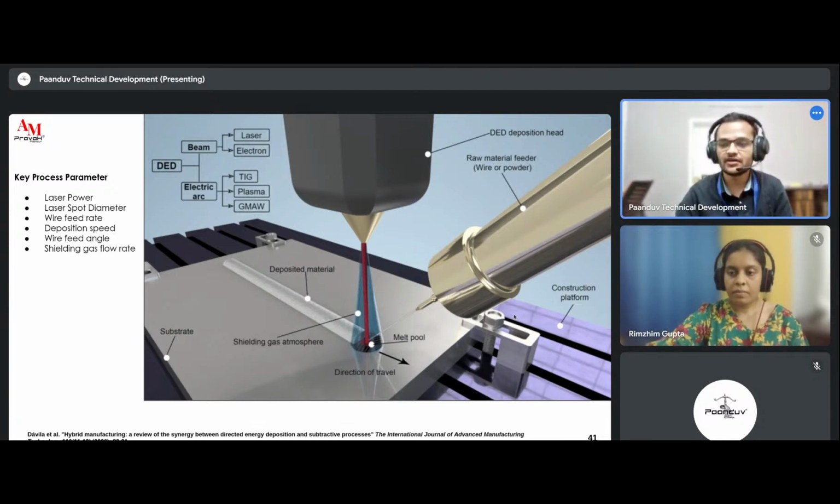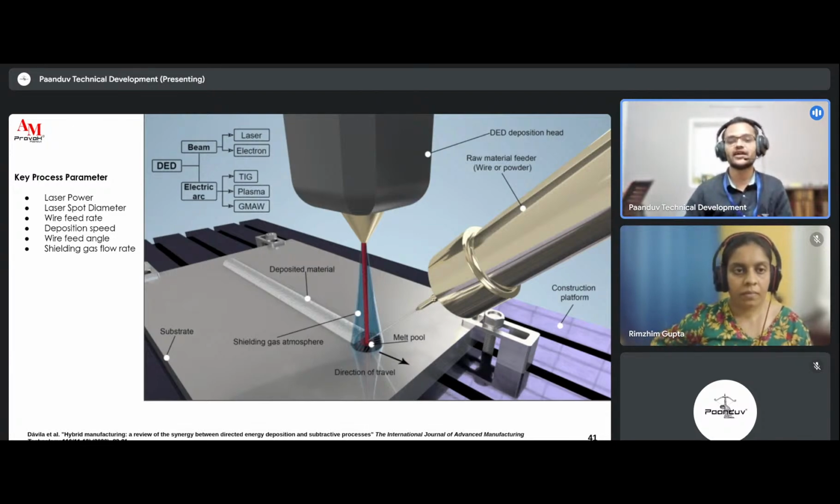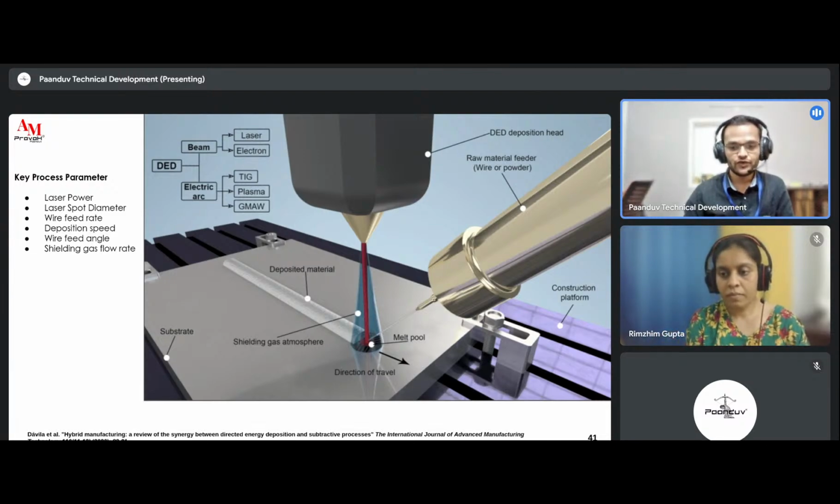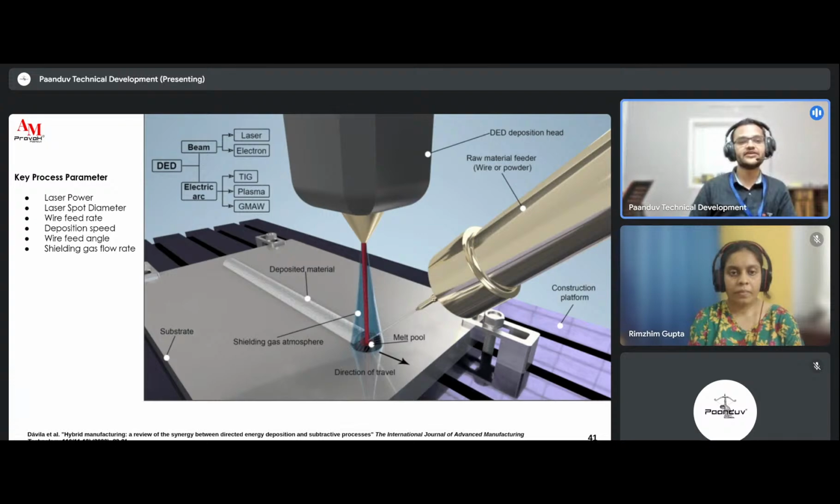We have a wire feeder through which the feedstock is delivered, and then we have a laser as a heat source for melting the wire, and we have a substrate on which the feedstock is deposited. We also have a shielding gas for protecting the melt pool from contamination and oxidation. There are 6 key process parameters, including laser power, laser spot diameter, wire feed rate, deposition speed, wire feed angle, and shielding gas flow rate, that affect the shape and size of the deposited bead and hence the overall mechanical properties of the build part.